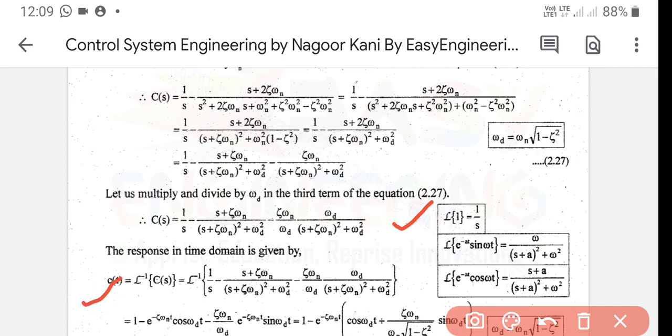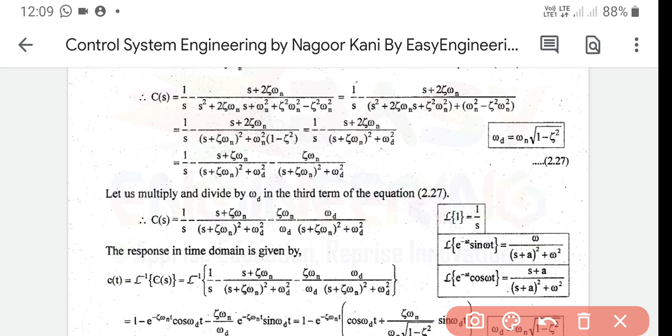C of s is converted to C of t. See, remember here why you have multiplied and divided with omega d: for applying the Laplace transform, the first term is in the form of 1 by s, so the inverse Laplace of 1 by s is nothing but 1. The second term is in the form of (s plus a) by ((s plus a) whole square plus omega square), that is nothing but e power minus at cos omega t. Okay, and you have the third term. Third term is not in the form, right? So to bring omega d, what do we have to do? You have to multiply and divide.